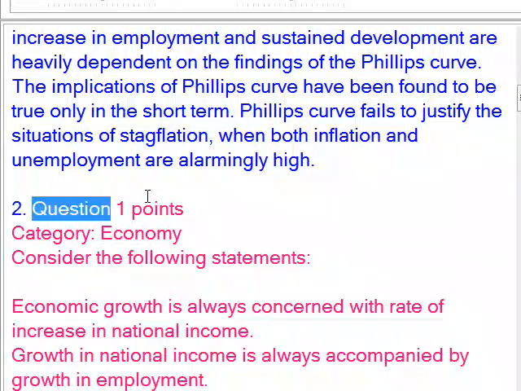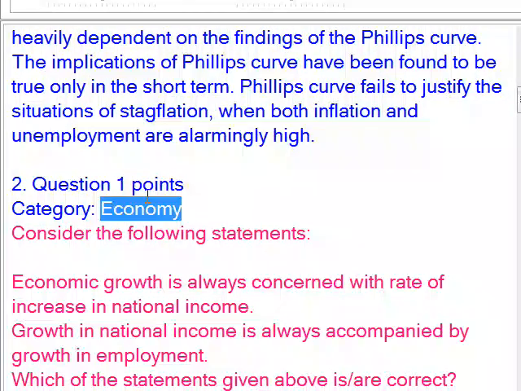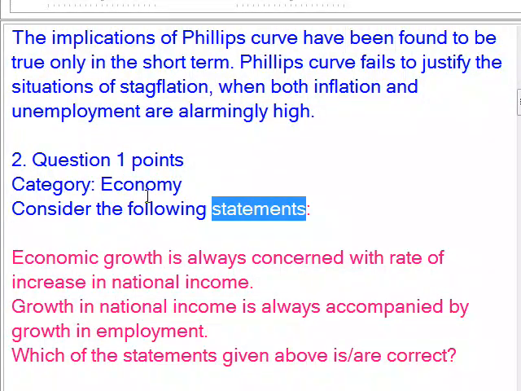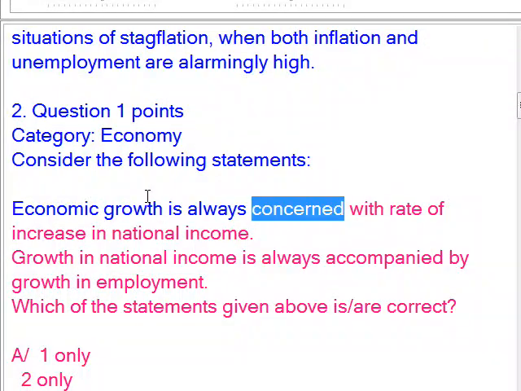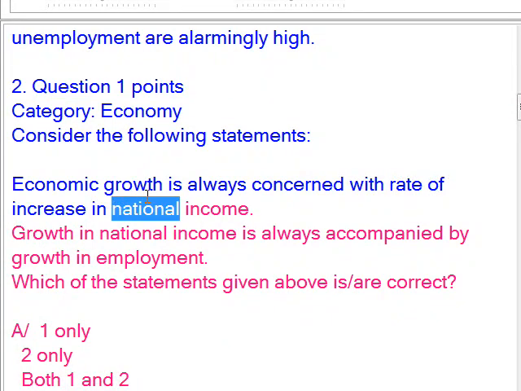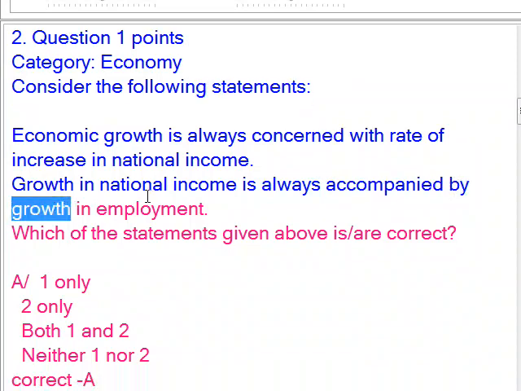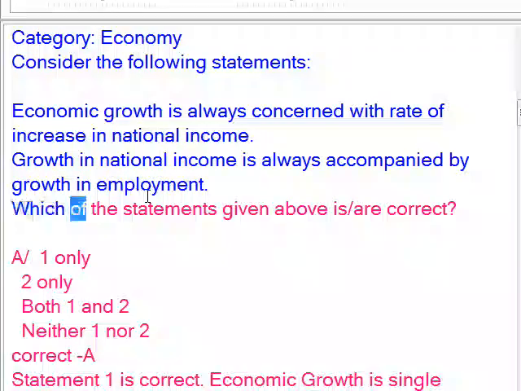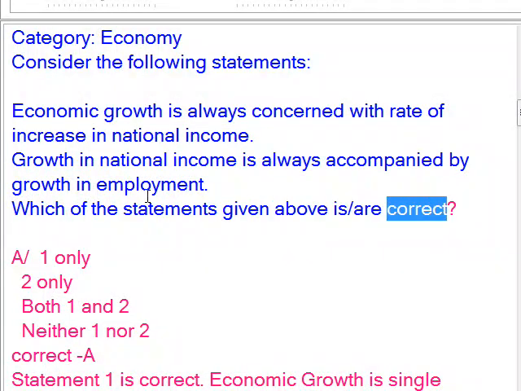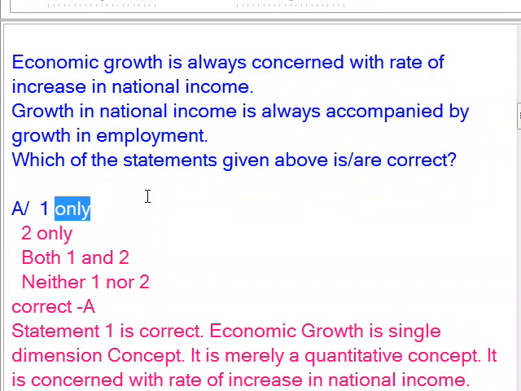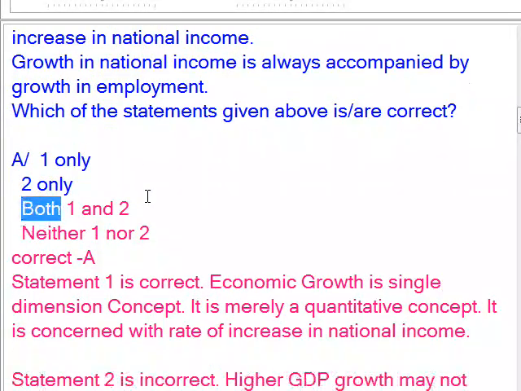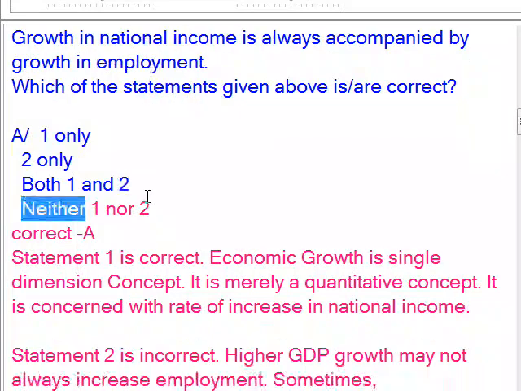Question 2. Economy. Consider the following statements. 1. Economic growth is always concerned with rate of increase in national income. 2. Growth in national income is always accompanied by growth in employment. Which of the statements given above is/are correct? A. 1 only. B. 2 only. C. Both 1 and 2. D. Neither 1 nor 2.